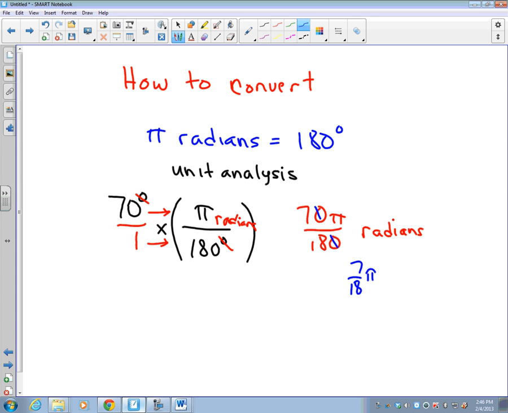Notice here I have the pi on top, but I could also write the pi on the side. Right? Either way would be acceptable. They both mean the same thing. You okay with that? Okay, I'll show another example.